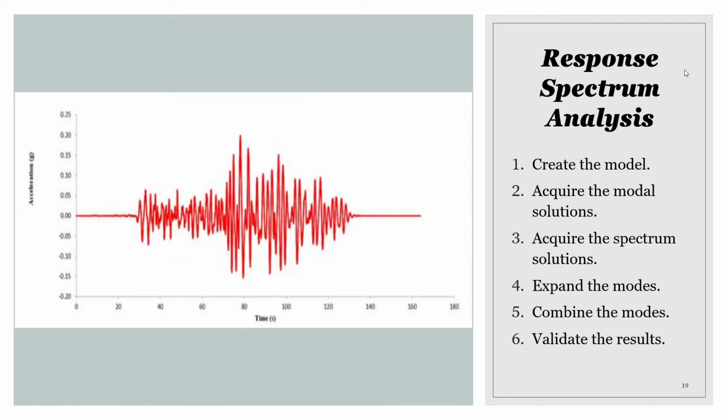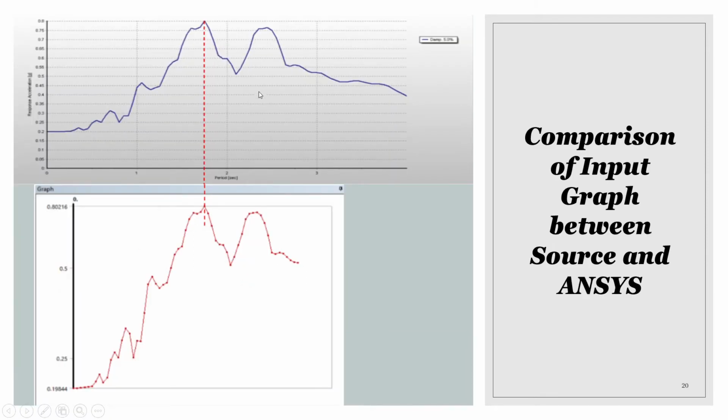And lastly, the response spectrum analysis is conducted to determine the peak response on total deformation and equivalent stress of the dam model based on the input data collected. First, we create a model, acquire the modal solutions, acquire the spectrum solutions, expand the modes, combine the modes, and validate the results. In addition, the top figure shows the input data graph taken from a reliable source, which will be used to conduct the response spectrum analysis later, and the bottom figure shows the ANSYS graph plotted based on the data given above, and this proves that the ANSYS software can be used to conduct response spectrum analysis by using the same data.